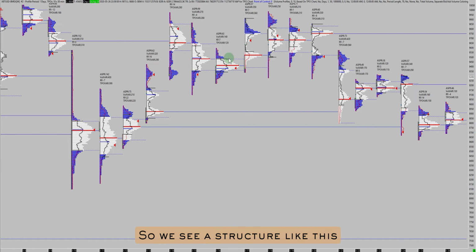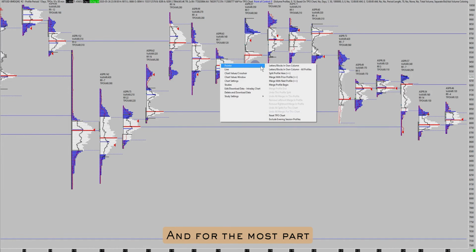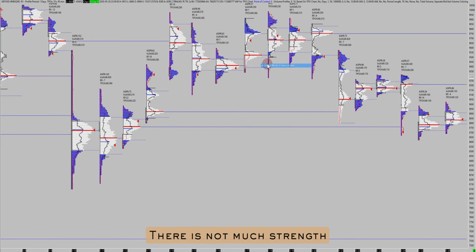So we see a structure like this, which ultimately resulted in a break from balance. But we see a structure like this, and what this looks like is a balanced profile. It is symmetrical. It is pretty much showing a level of evenness between both sides of the market. Okay, so this is a single daily session, and for the most part, this daily session was a range. There is not much strength on part of buyers or sellers over the other. There's a whole lot of agreement right here. Okay, the point of control, the volume in the center, this is your normal balanced sort of Gaussian distribution.